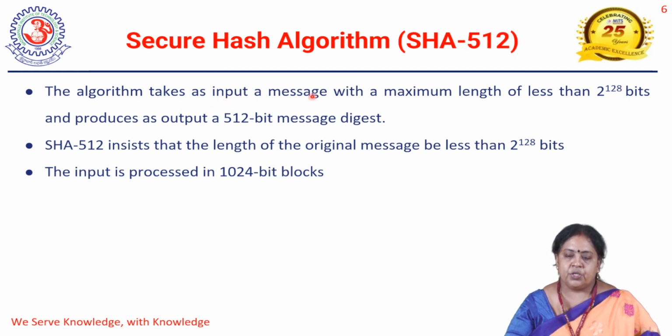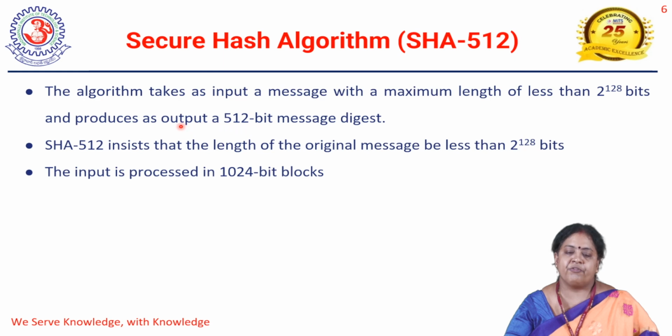This input should be maximum. What is the maximum length of the messages? It should be less than 2 power 128 bits. And this algorithm is going to produce a 512-bit message digest, that is called a hash value. It is going to give an output of fixed size, that is 512. The message will be of variable length, but the output of fixed size.